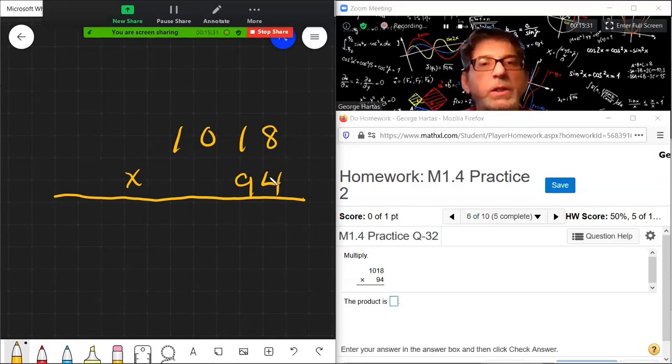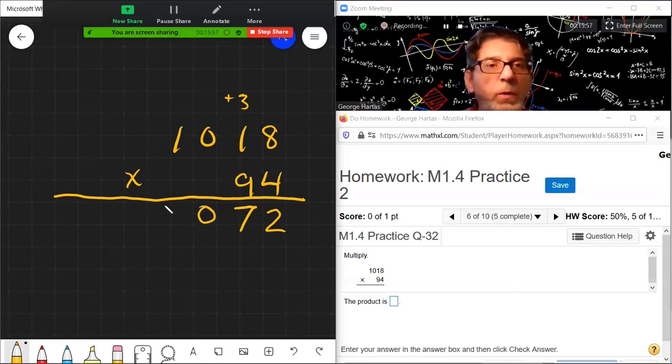So here we go. 4 times 8 is 32, right-hand digit, left-hand digit. We're going to add that in a minute. 4 times 1 is 4. 4 plus 3 is 7. Nothing gets carried over. 4 times 0 is 0. 4 times 1 is 4. Remember, everything lines up. We finished multiplying with the 4. Now we're going to switch gears and multiply with the 9.